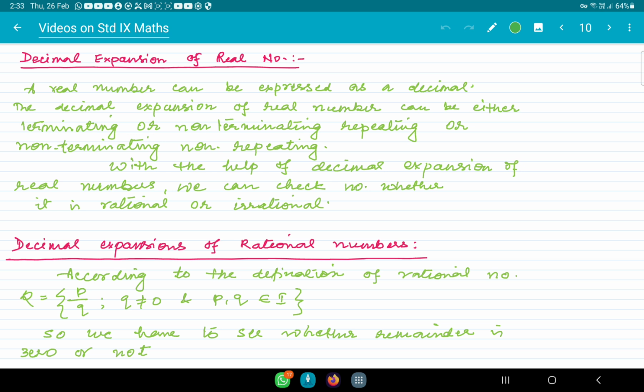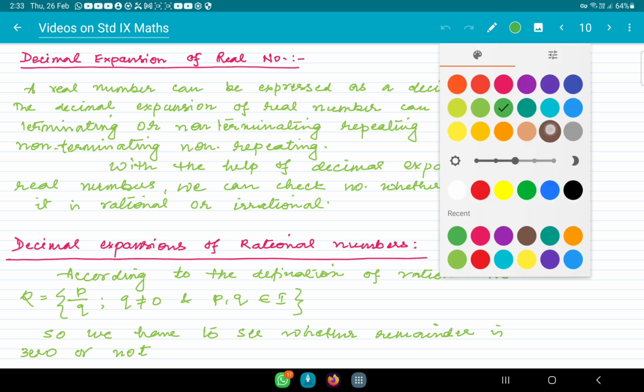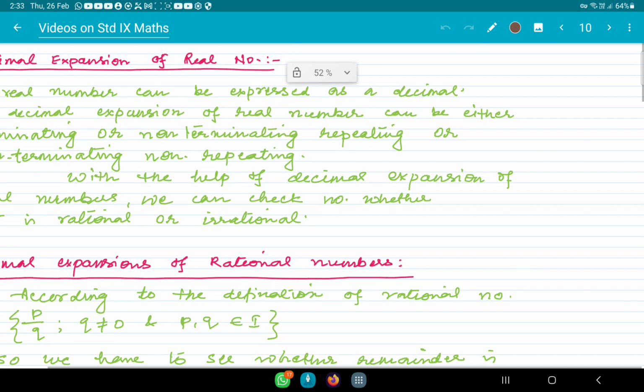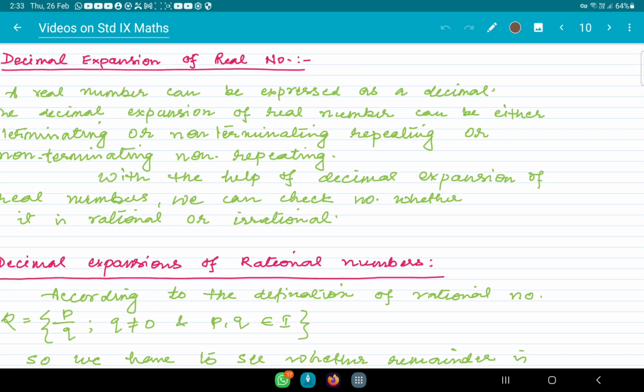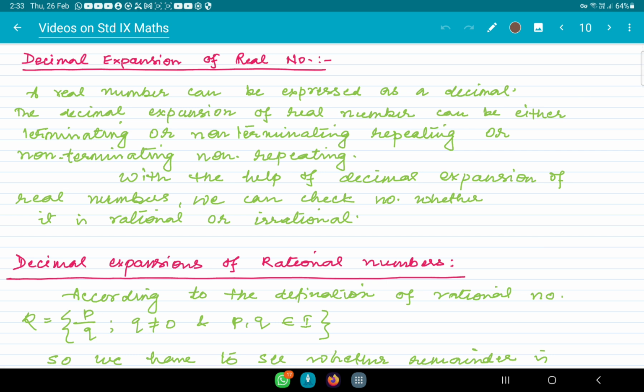I am explaining with brown color. So first is decimal expansion of real numbers. Real numbers include rational numbers as well as irrational numbers, so we can expand these numbers. When a real number is expressed as a decimal, the decimal expansion can be either terminating or non-terminating, non-terminating repeating.